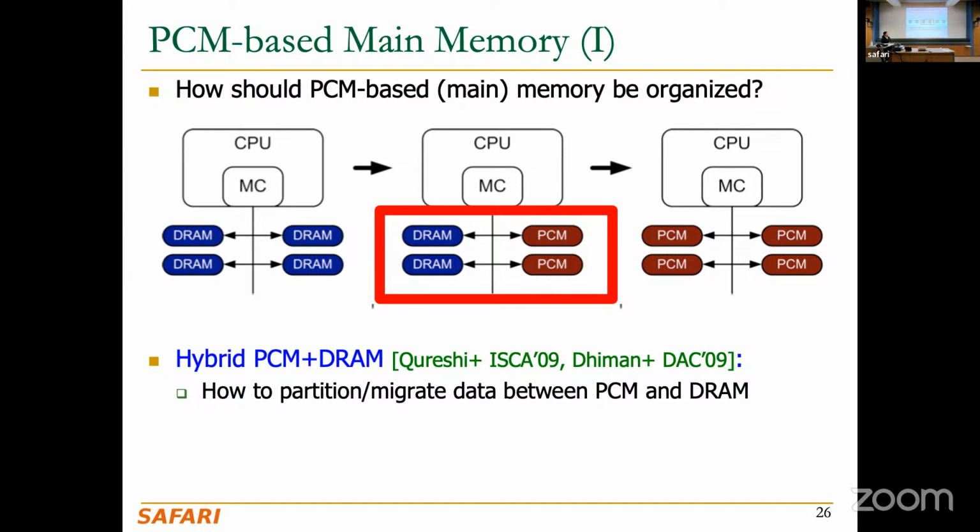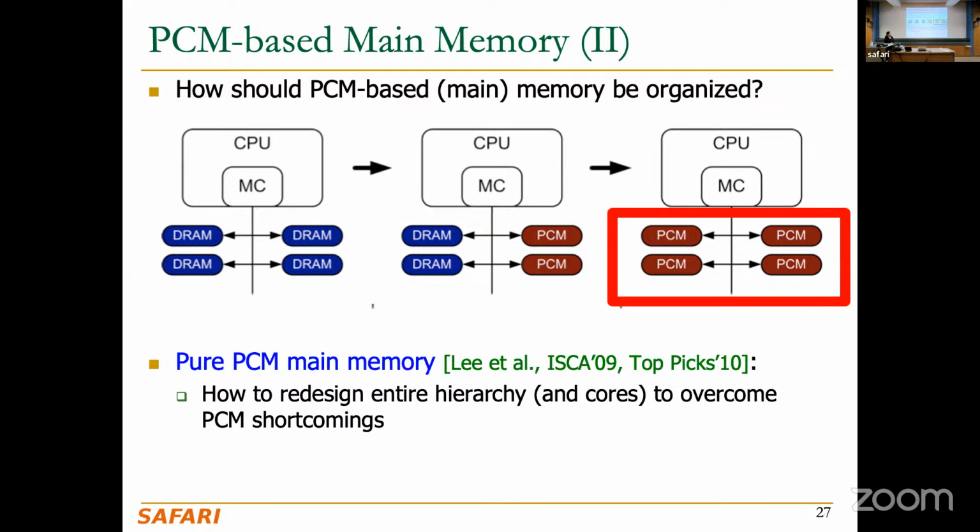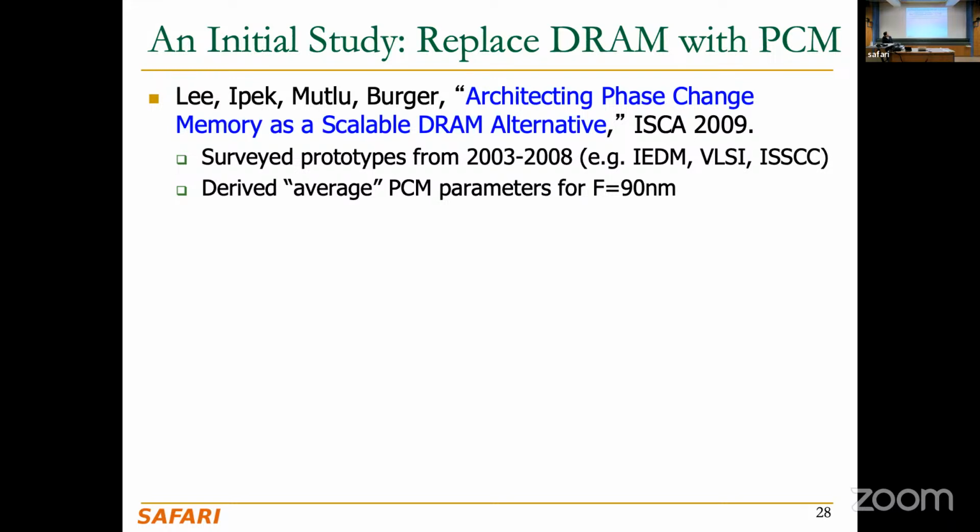But we need to consider how to partition and migrate data between the PCM and the DRAM. If we consider replacing all of the DRAM with PCM, then we need to consider how to redesign the entire hierarchy, and also how to redesign the cores to overcome the PCM shortcomings. And here's a paper that proposed using phase change memory as a scalable DRAM architecture.